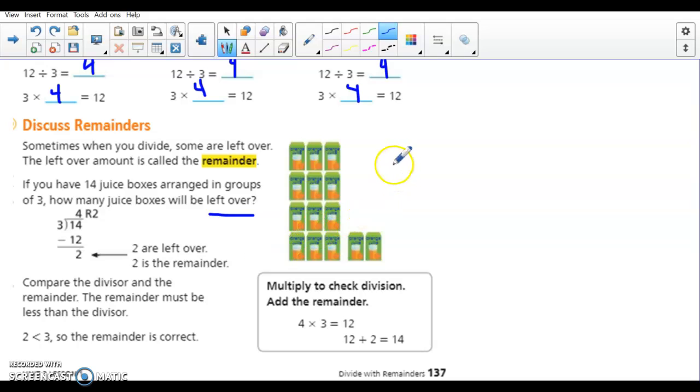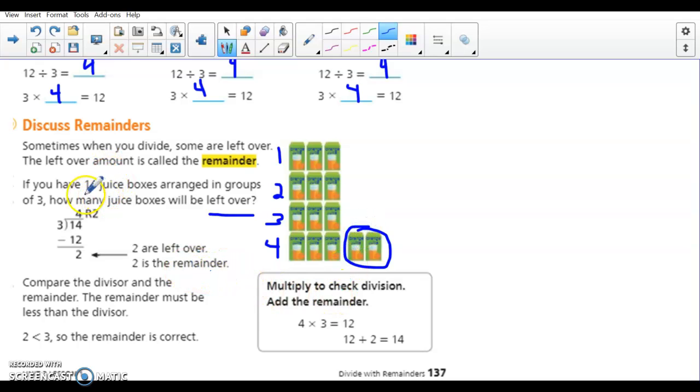So you want to put all your juice boxes in groups of 3. So you have 1 group of 3, 2 groups of 3, 3 groups of 3, 4 groups of 3. So your quotient is still 4 right here. You have 4 equal groups of 3, but you didn't have enough for a 5th group. And so we would call that our remainder.